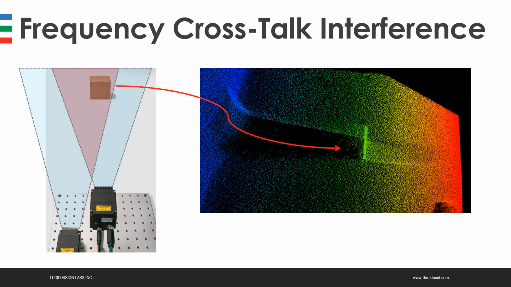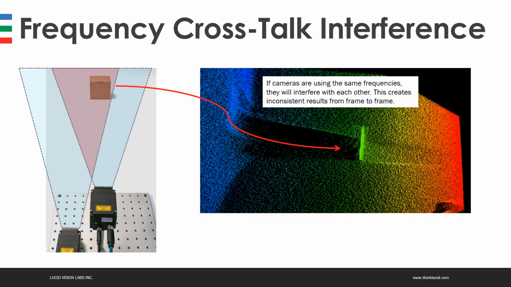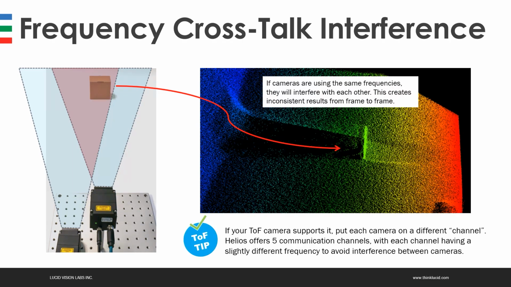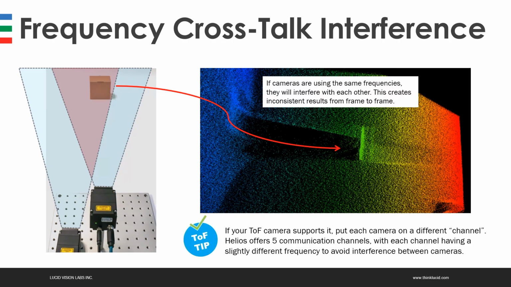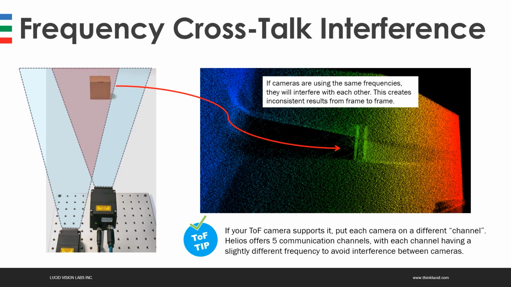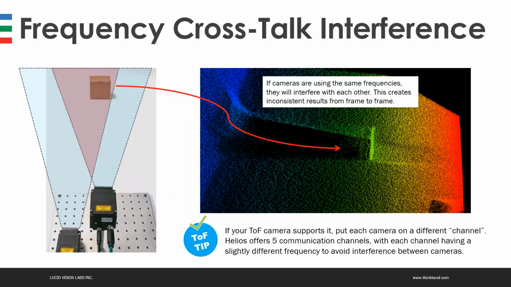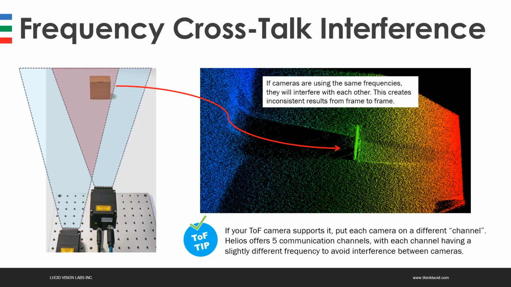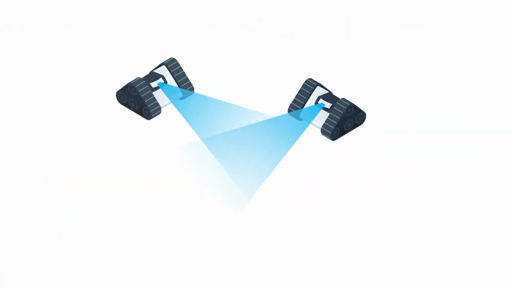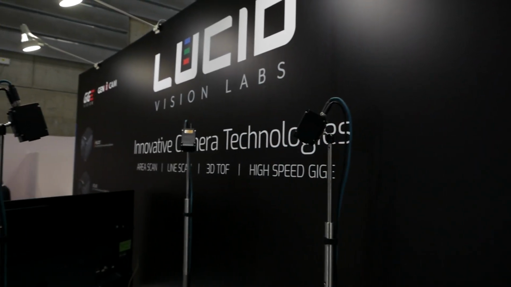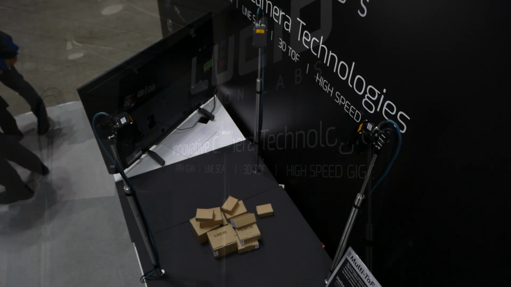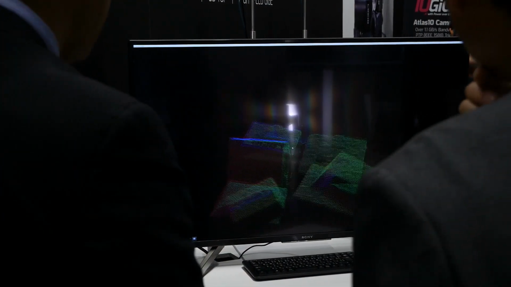What you want to do is set each unit on a separate frequency channel, if your camera supports that. We call them communication channels, and the Helios supports up to 5 of them, with each channel's frequency being just slightly different enough to avoid interference. So for example, if you have mobile robotics where their paths might crisscross, or if you're setting up a multiple ToF application, this is something you'll need to do to set for each unit. Here we're demonstrating 3 Helios cameras working in the same space without any interference and stitching together each one's point cloud to view in real time.